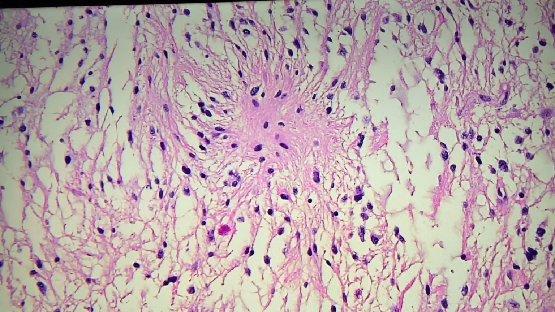So clinically about pilocytic, what should we know? What is the important thing about this lesion?